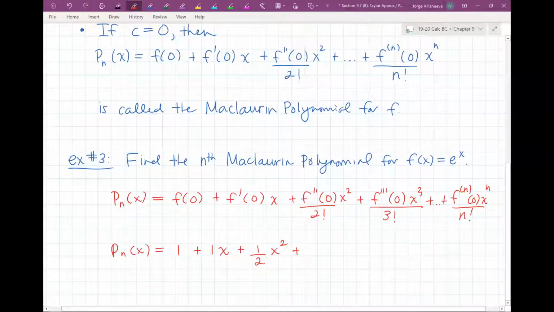What's f third derivative at 0? It'd be 1 over 3 factorial, which would be 1/6 x cubed plus, and then our last part, f to the nth derivative of 0 is going to be a 1, right? So it's x to the n over n factorial. And that's your answer.